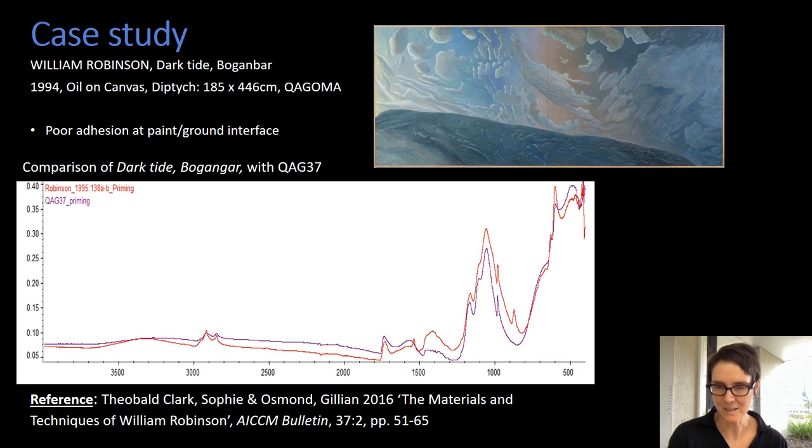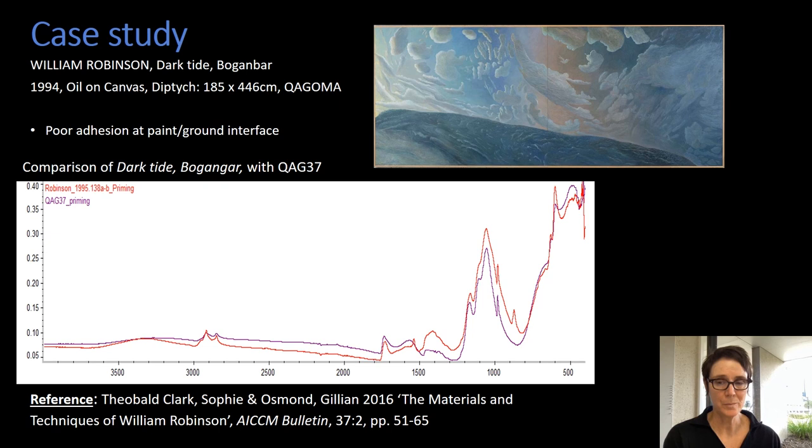This last case study is a painting by William Robinson, who is a significant and very much well-loved Australian artist, whose work has been collected by private, regional, and state collections throughout Australia and internationally. Research by Sophie Theobald Clark and Gillian Osman in 2016 found that Dark Tide Bougainvillea, dated 1994, presents isolated areas of pinpoint losses at the paint-ground interface, leaving the ground intact. These losses often have idiosyncratically rounded edges and have typically occurred without obvious cracking or flaking prior to loss.